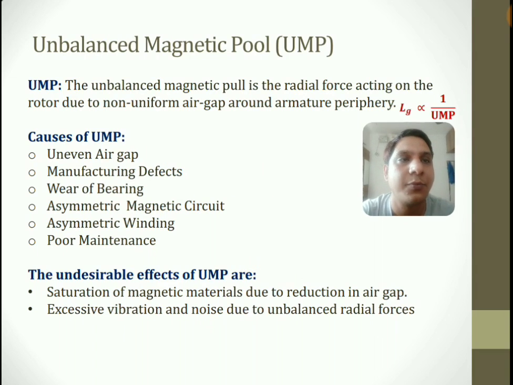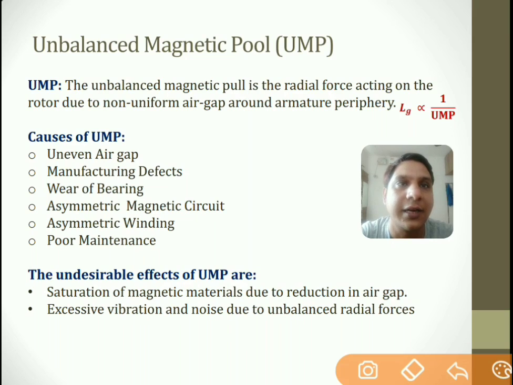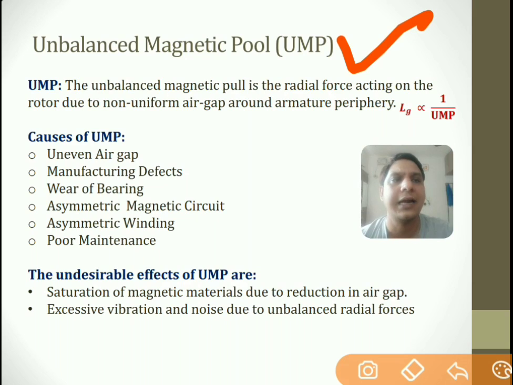Then moving to the last and important part related to induction motor, that is unbalanced magnetic pull. Now this unbalanced magnetic pull is an important concept, and several times a question is asked in the examination on this: write a short note on what is unbalanced magnetic pull, explain in detail what is unbalanced magnetic pull. Likewise, questions will be asked. And we have already seen the relation that length of air gap is inversely proportional to UMP. So if you want to reduce unbalanced magnetic pull, the length of air gap should be as large as possible. That is the relation that we have seen in the earlier slide. Here we are going to see in detail what is unbalanced magnetic pull.